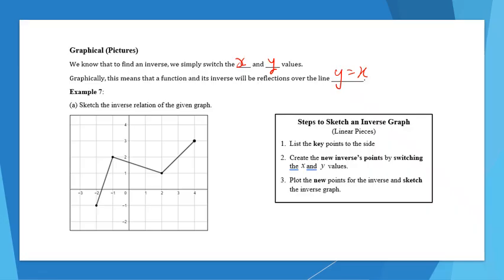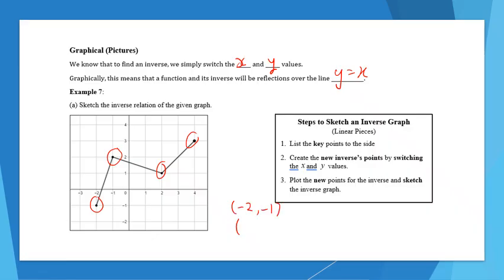In this class, we're not going to go much deeper than finding the inverse of simple straight lines. And so the key is pretty easy. List all the points on the side of the graph. Find the new coordinates by switching your x and your y, and then plot the new points and sketch the new graph by just kind of connecting the dots. And so let's do that here. Let's take these 4 points and write down the coordinates. So this should be -2, -1.